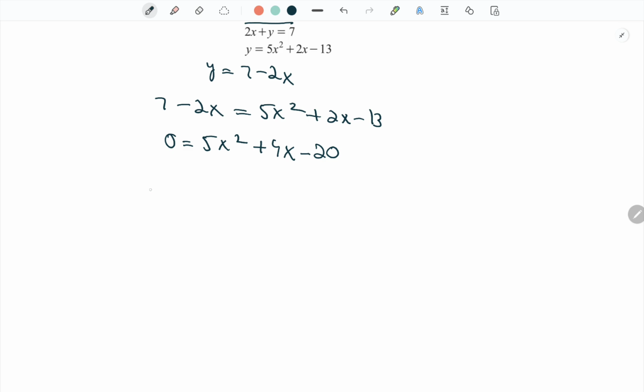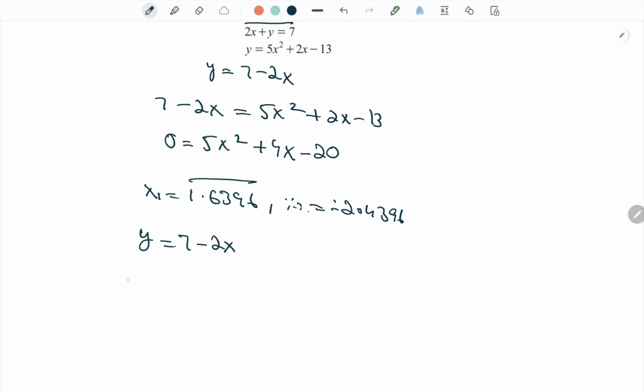So we get the value of x1, that is 1.6396, and x2, that is negative 2.4396, right? Now we find the corresponding y values. So y equals 7 minus 2x. We just substitute the positive one to get the answer.